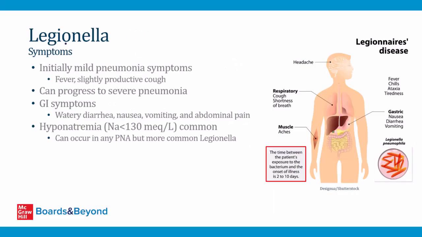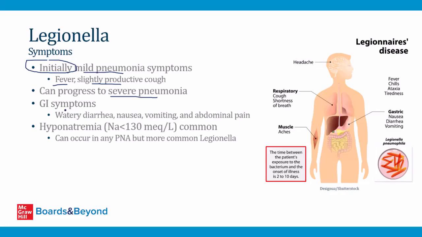So when patients first develop Legionella infection, they usually have mild pneumonia symptoms. So they could have fever, a slightly productive cough, but they're not as sick as someone might be with a lobar strep pneumonia infection. Now, if left untreated, this can progress to severe pneumonia, but it's the initial symptoms that are usually mild. And then there are two special things to know about Legionella, particularly when you're answering board questions, because these are big clues to the infection.